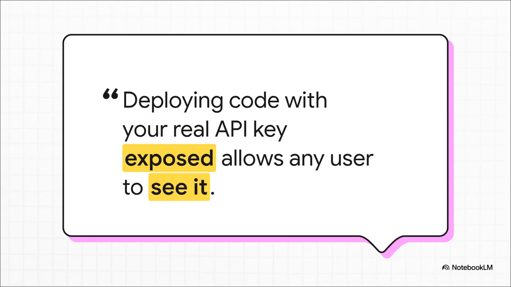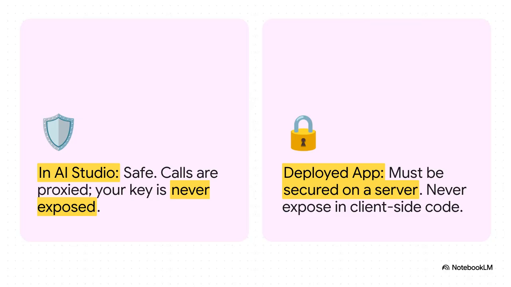Okay, I need you to listen closely, because this is probably the single most important security lesson in this entire explainer. The code that AI Studio gives you is a template. You can't just copy it, paste it, and deploy it with your secret key sitting right inside. So the main takeaway here is really simple. While you're prototyping in the studio, everything's safe. Your key is protected. But the moment you decide to build a public application, you have to take that extra step to secure your key on a server, far away from public view.